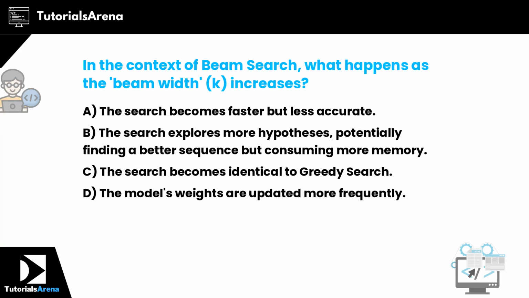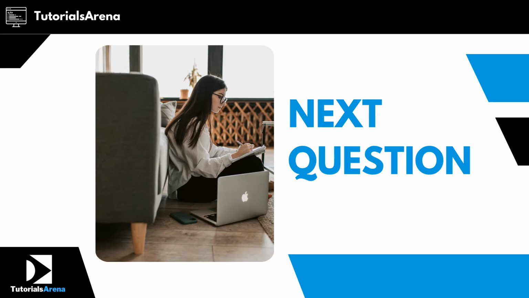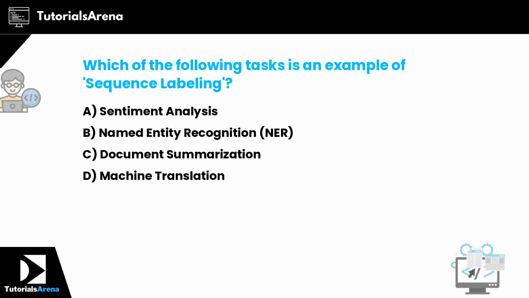In the context of beam search, what happens as the beam width k increases? The correct answer is option B. The search explores more hypotheses, potentially finding a better sequence, but consuming more memory. Which of the following tasks is an example of sequence labeling? The correct answer is option B, named entity recognition, NER.